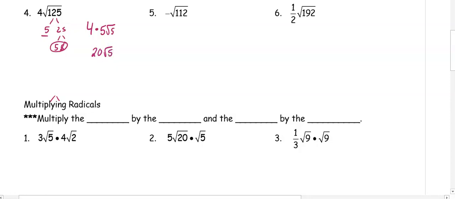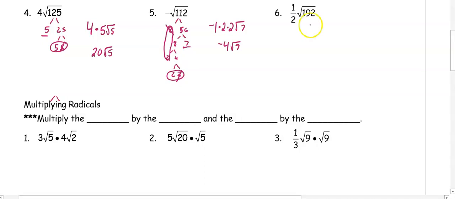Number 5, we have 112. We can break that down into 2 and 56. 56 breaks down into 8 and 7. 8 breaks to 2 and 4. 4 breaks to 2 and 2. So we have a pair of 2s and another pair of 2s. We also have a negative out front. So that means we have negative 1 times a pair of 2s times a pair of 2s. Root 7 is the only number left over. So we would get negative 4 root 7. Our last one is 1/2 root 192. 192, we can divide that into 2 and 96.